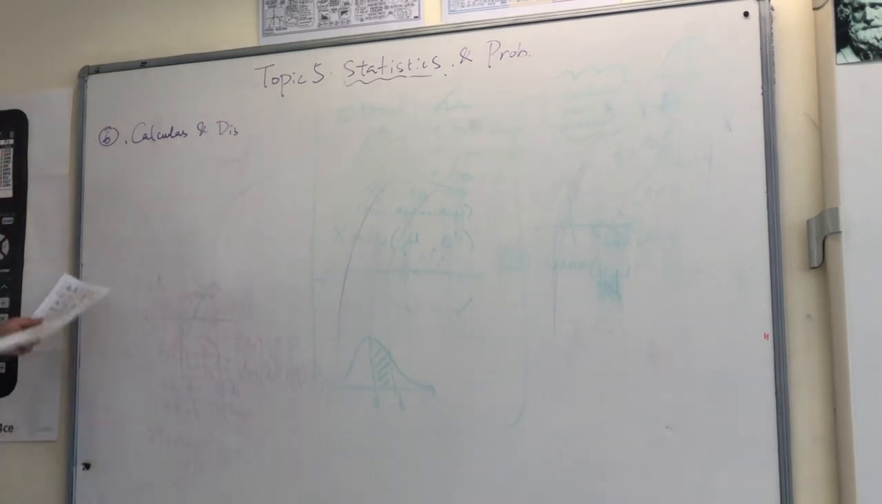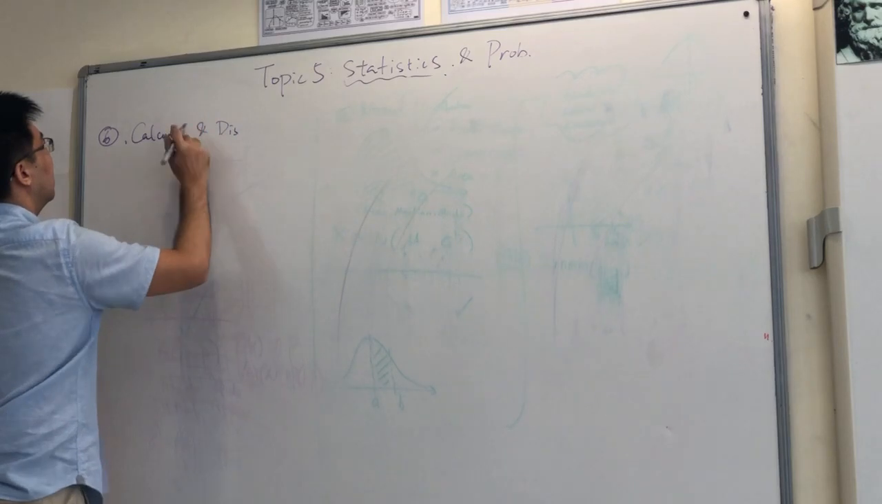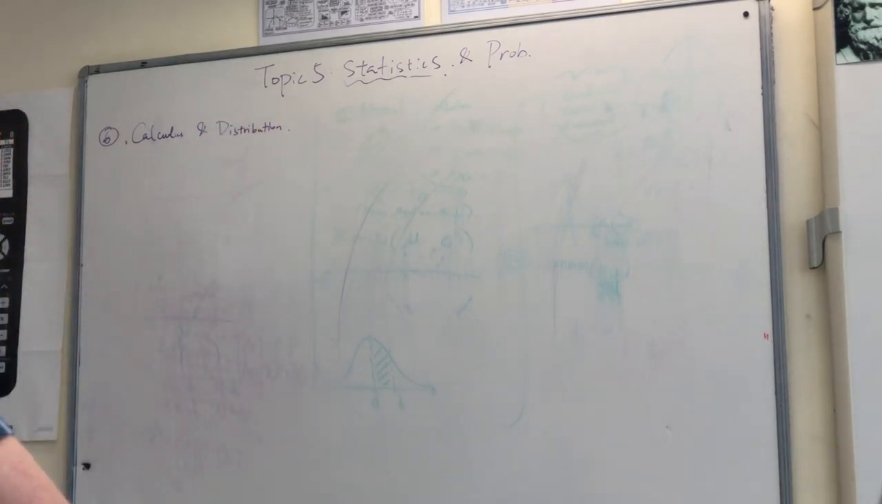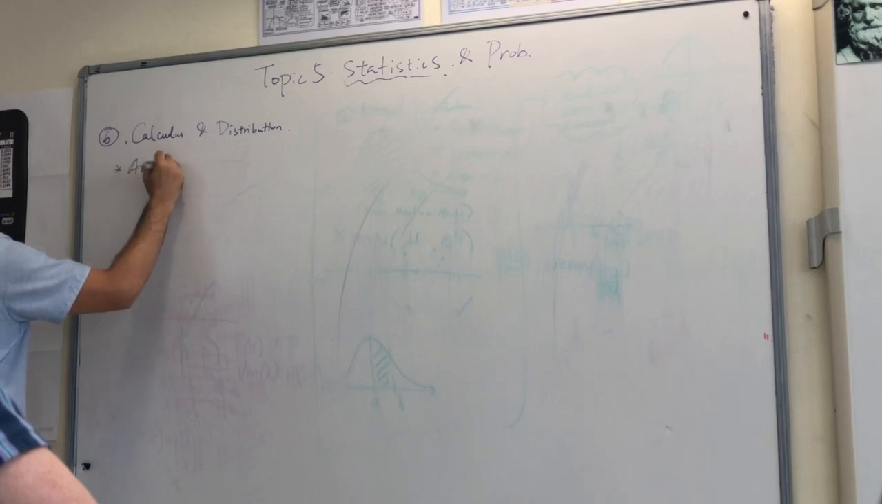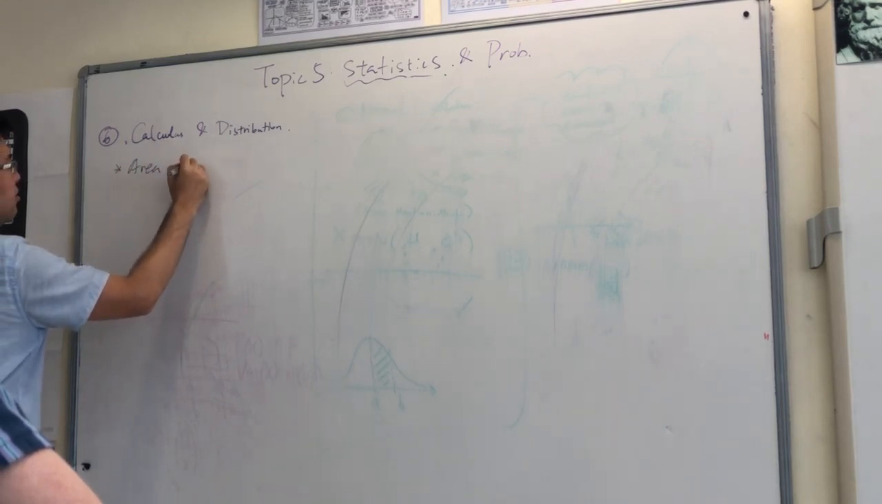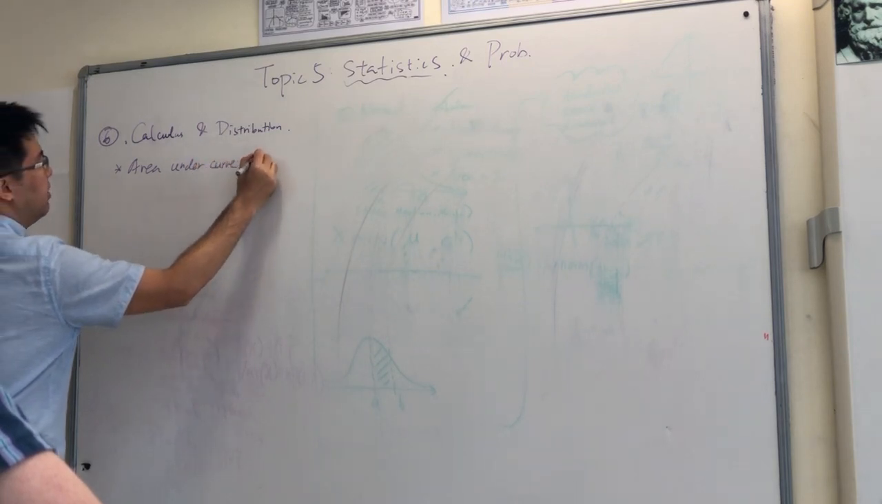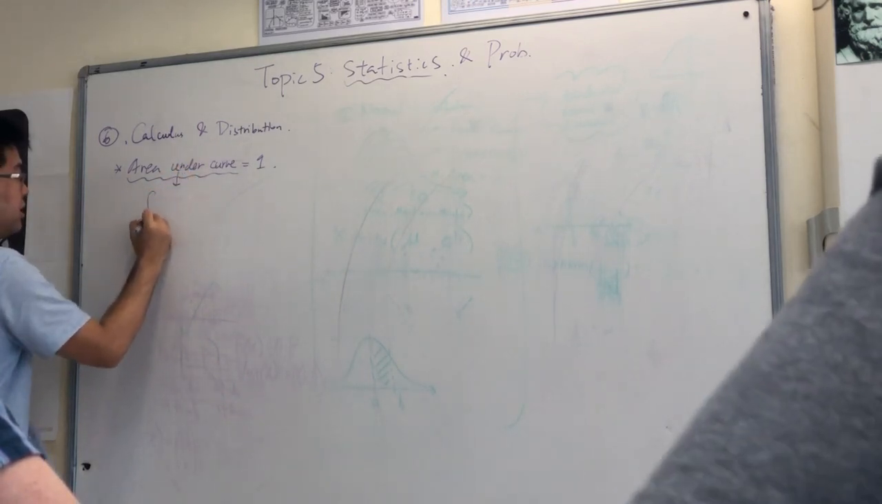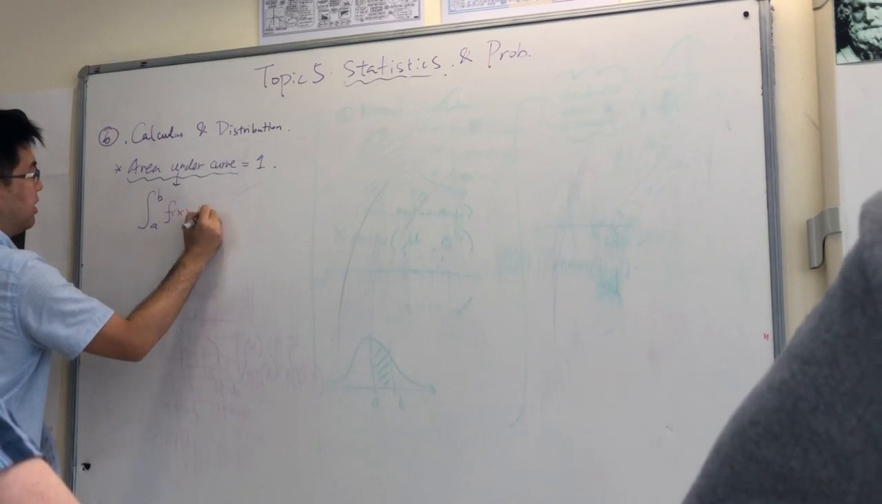So the last part, well, actually the second last part, is calculus and distribution. Especially for the continuous situation, we know that the area under the curve should be 1, right? Which is 100%. And area under the curve is something we've learned in calculus, right? So Ian, how do you calculate the area under the curve? The integration. Yeah, integration, right? It's just integration from a to b of f(x) dx. That will give you the area.